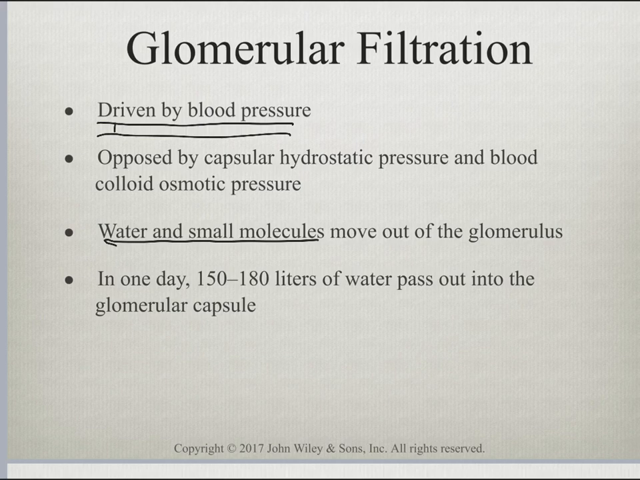So if we look at one day, at the amount of water that's passing out and into the glomerular capsule, we're dealing with 150 to 180 liters. This is a massive amount of filtrate being created in a day through your kidneys. So your kidneys really are workhorses. They are pumping through massive amounts of blood, creating 150 to 180 liters of water that's moving through this system in any given day.